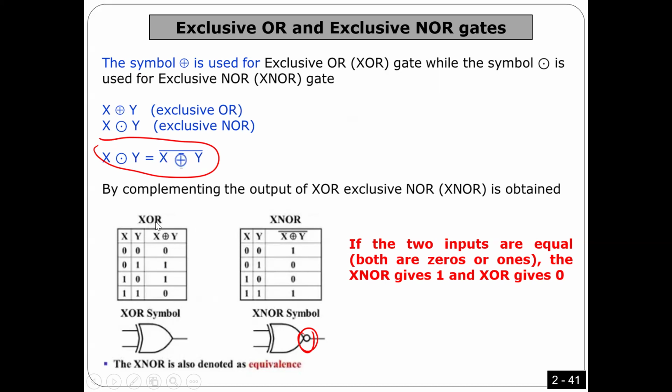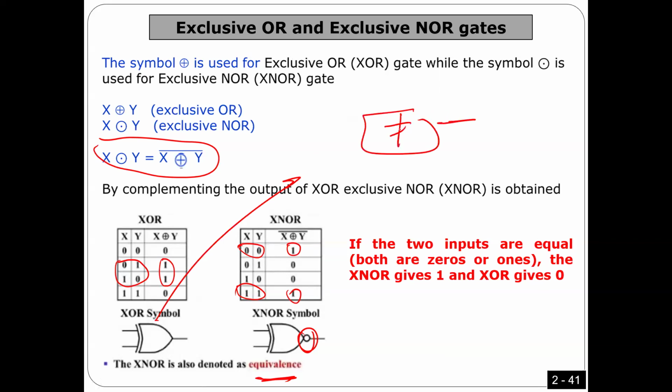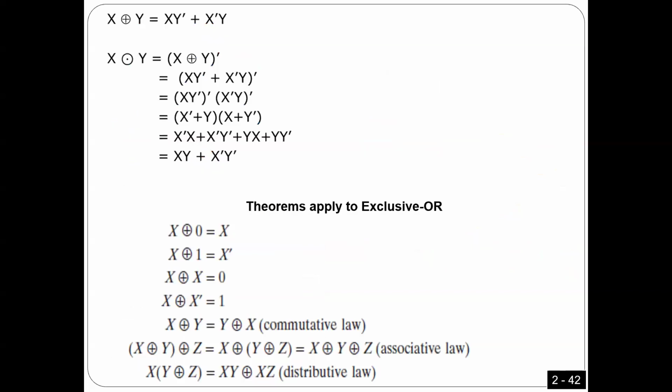As I told you, exclusive OR gives you one when the inputs are not equal. This one gives you ones when they are equal, so I can say it's used for equivalence. One of them gives you one when the two inputs are not equal, and the other gives you one when the two inputs are equal. Later in this course, we will use it this way. It may be too early to explain it, but that's okay.